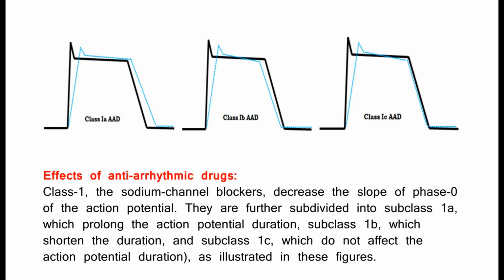Effects of antiarrhythmic drugs. Class 1, the sodium channel blockers, decrease the slope of phase 0 of the action potential. They are further subdivided into subclass 1A, which prolong the action potential duration, subclass 1B, which shorten the duration, and subclass 1C, which do not affect the action potential duration, as illustrated in these figures.